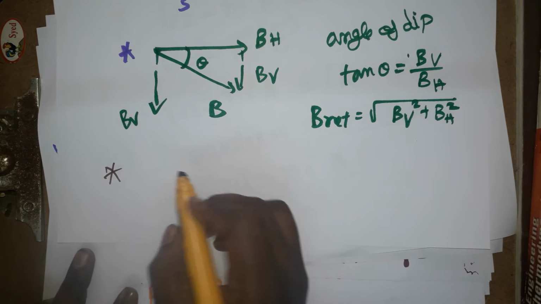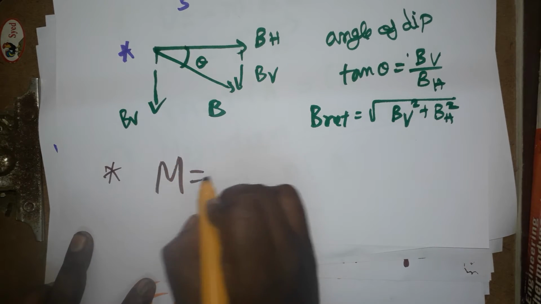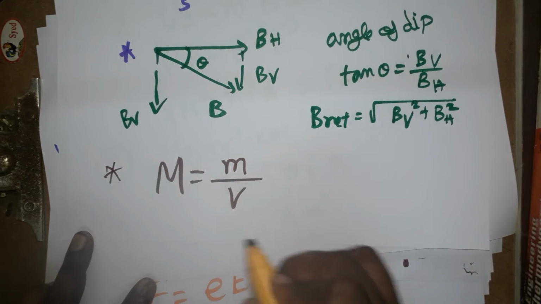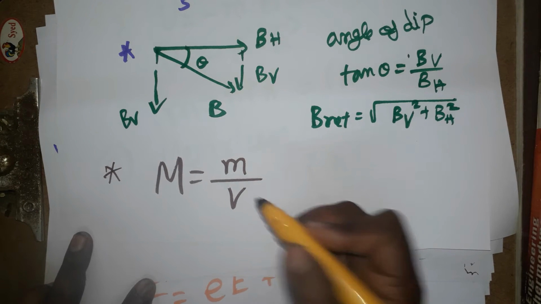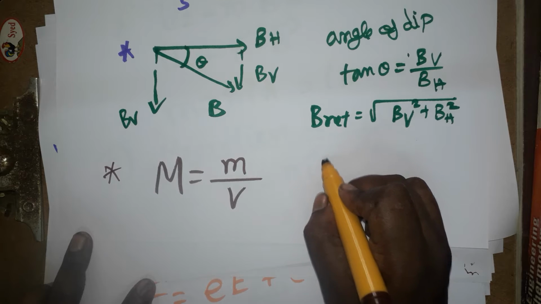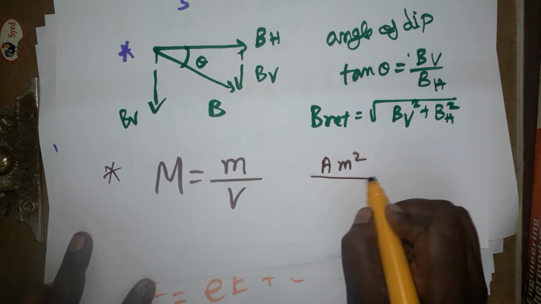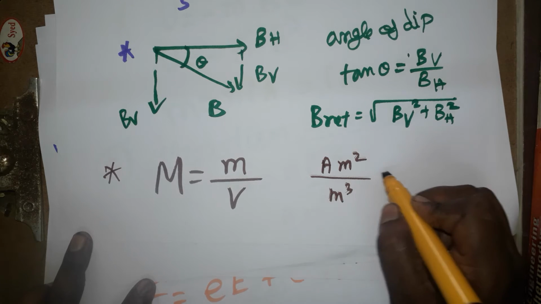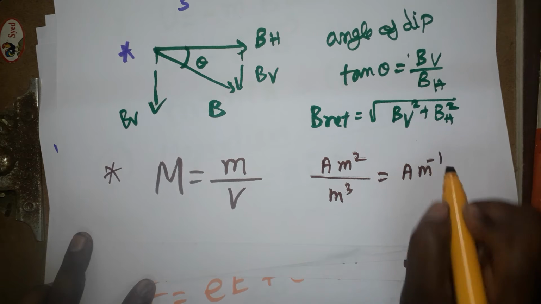Next formula is called magnetization. It's called capital M. It's small m divided by volume. Magnetic dipole moment per unit volume we call magnetization. The unit of this is ampere meter square divided by meter cube, so we get ampere per meter.